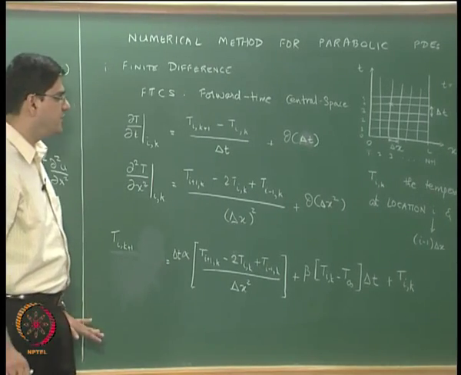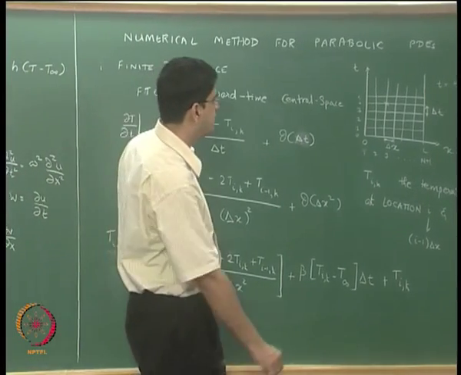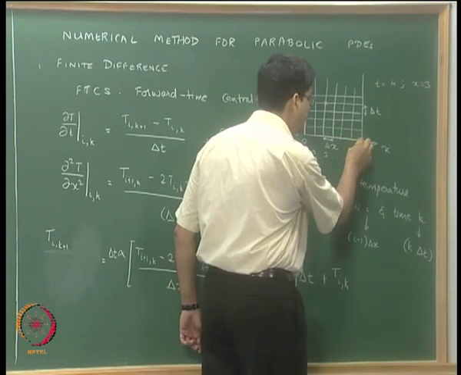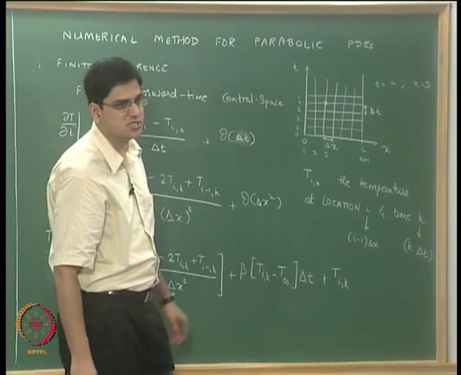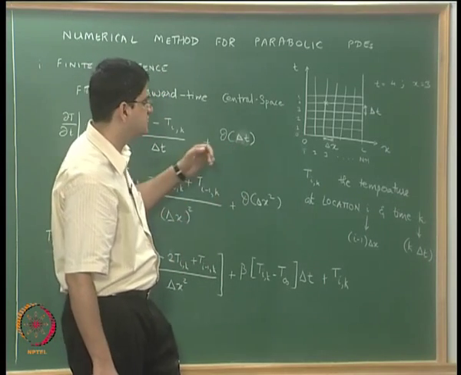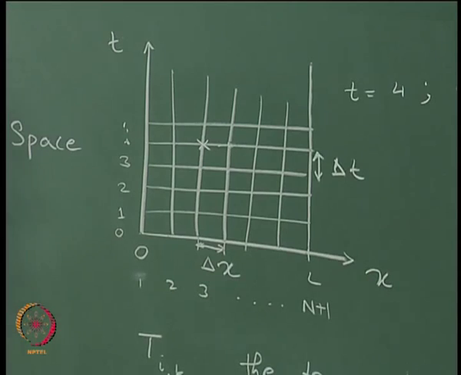Okay. So what we do is we start with the values of temperature specified at time t equal to 0 at each of these locations. So we have, for example, the initial temperature T specified along the entire length of the rod.